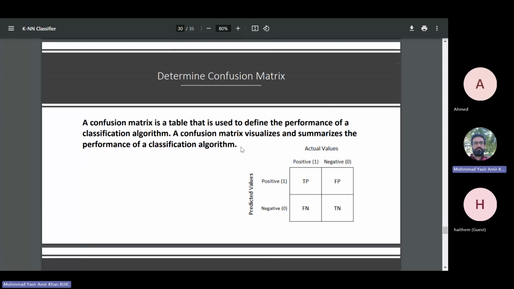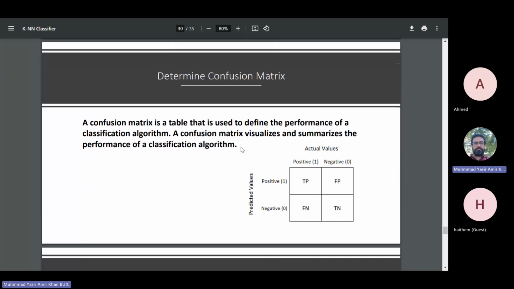So similarly, we can have a negative. When the alarm is not ringing, which means that the predicted value is negative. And when there is no fire and the alarm is not ringing, then it's a good, correct situation. There is no fire and the alarm is also not ringing. It's a normal situation. We call it true negative, which means that the alarm is not ringing and there is no fire. There is no emergency situation.